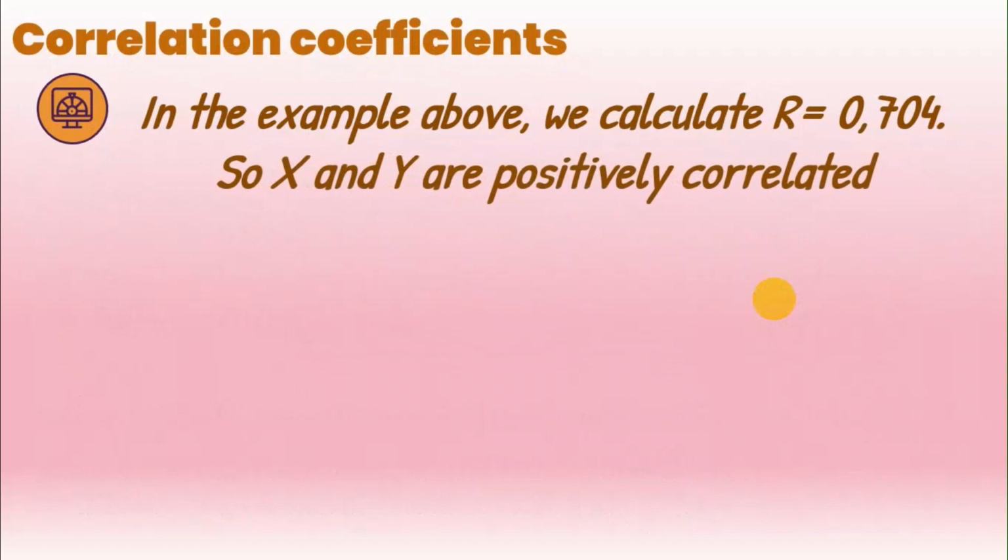And in the example above, we can calculate R equals 0.704. So X and Y are positively correlated.